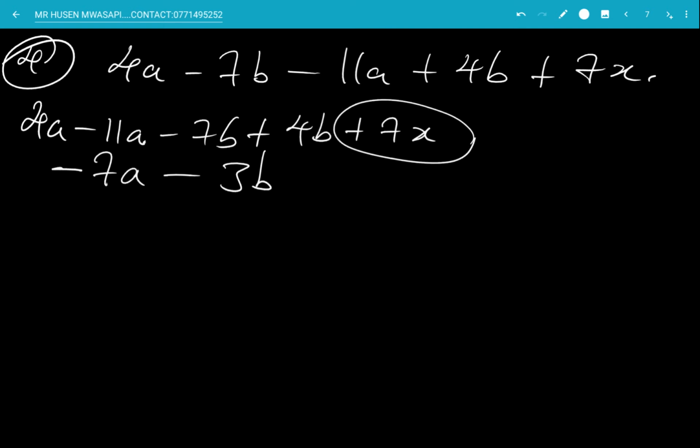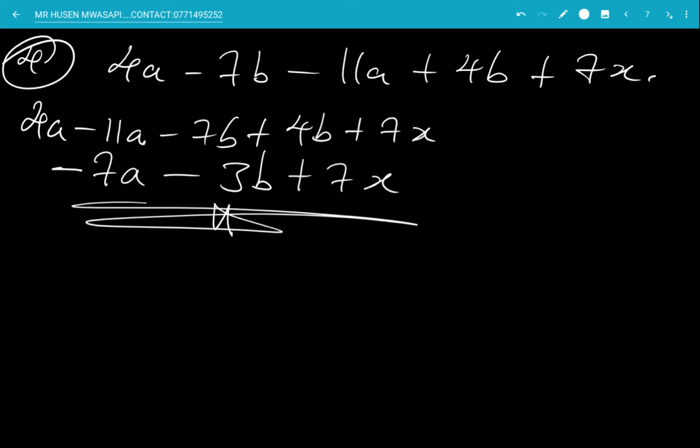But if you look at positive 7x, it doesn't really have a partner to be paired with, because you can only add or subtract like terms. It doesn't really have a term that's alike with itself. So just write plus 7x. Now a, b, and x are not like terms. And whenever you reach a point where all the terms are unlike, then that's your final answer.